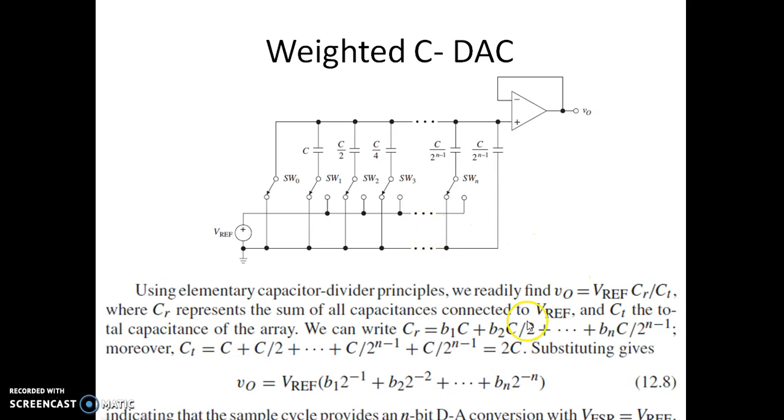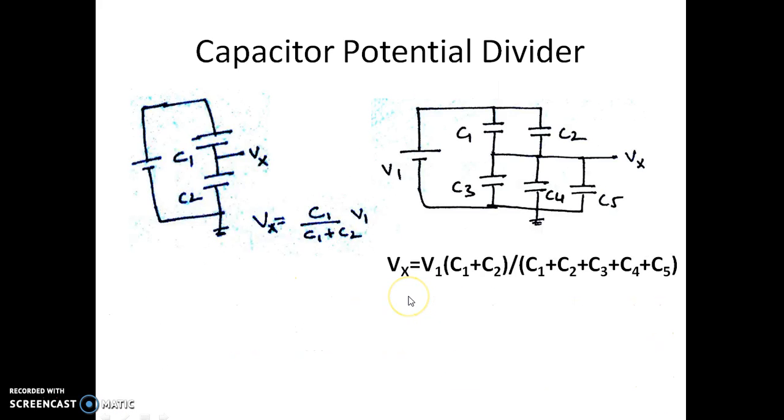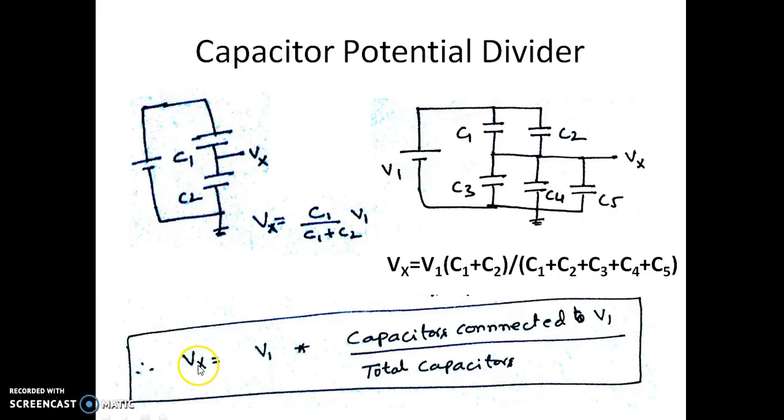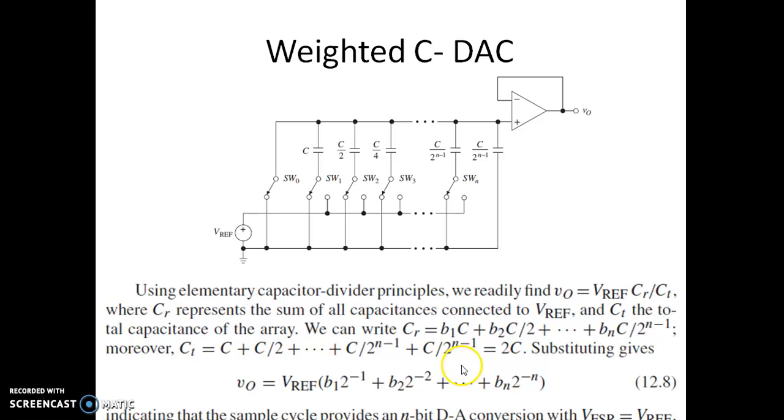Meaning to say, suppose you are connecting any capacitor to V reference, then CR is the sum of all the capacitances connected to V reference, and CT is the capacitance of the whole network. This exactly resembles the expression we have written here. This Vx is nothing but V0, and V1 is nothing but V reference, and the capacitors connected to V1 are all the capacitors connected to V reference, divided by the total capacitance. So that's the conclusion here, the V0.